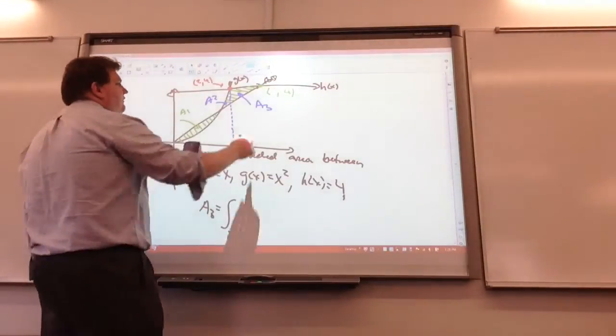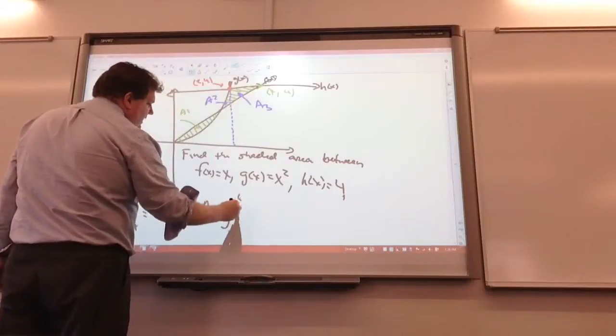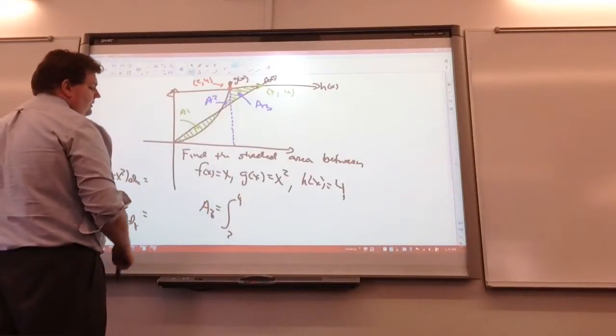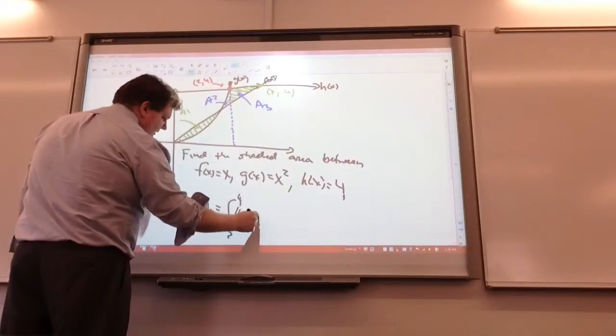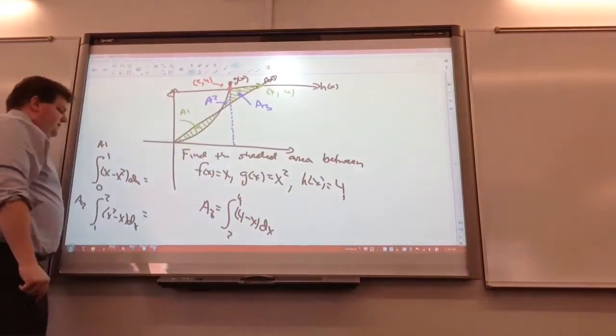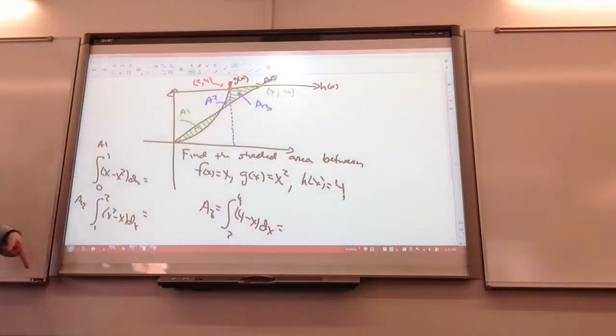So this is the point (4, 4). And so we would end this point at 4. And which one's on top here? H of x. So it'd be 4 minus x dx. Okay? And now you've got three intervals you have to figure out the area of.